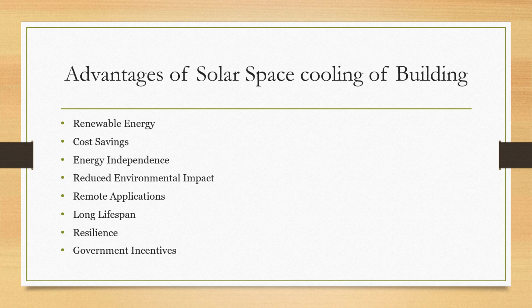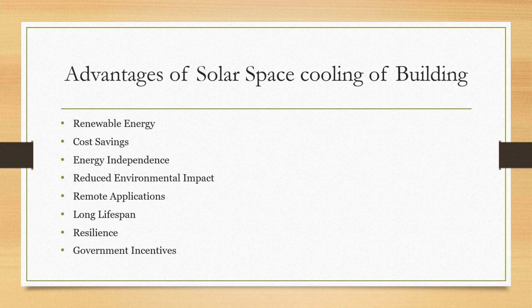Energy independence. Solar cooling systems allow buildings to become more self-sufficient in meeting their cooling needs. By generating electricity or thermal energy from the sun, buildings can reduce their dependence on the electrical grid or other external energy resources. Remote applications. Solar cooling is particularly advantageous in areas without access to reliable electricity grids. It can be used to cool buildings and structures in remote locations.